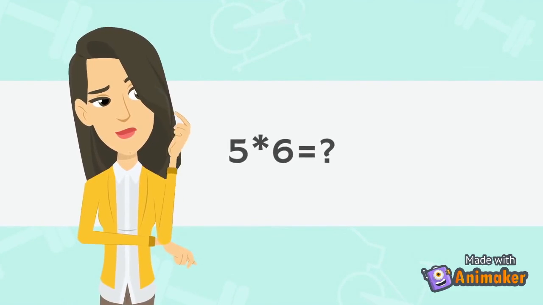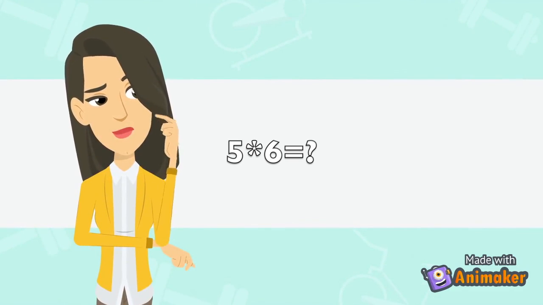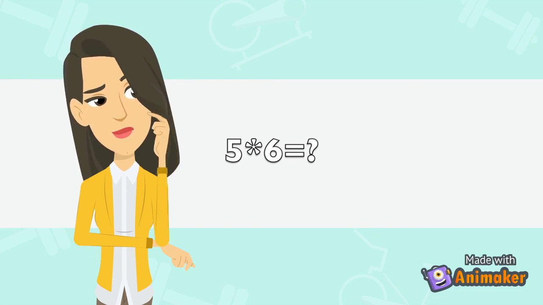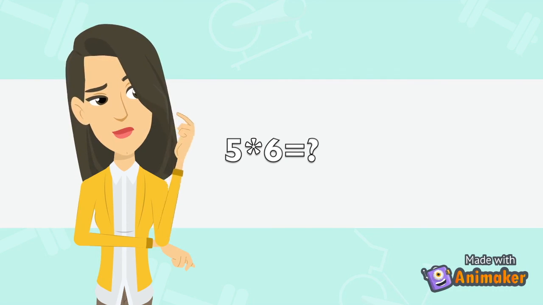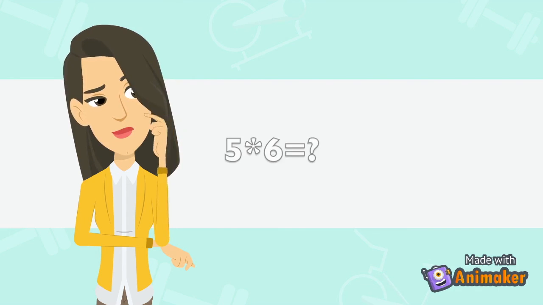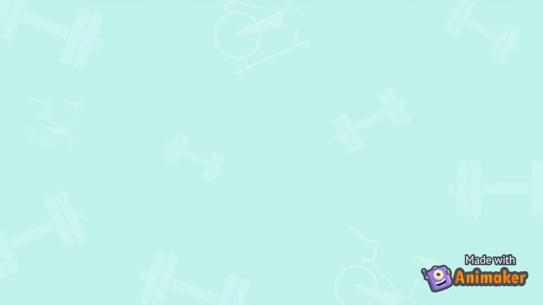Now for 5 times 6. Half the even number. 6 divided by 2 equals 3. Now do 5 times 3 equals 5, 10, 15. So 5 times 3 equals 15. Double that answer. 15 plus 15 equals 30. So guess what? 5 times 6 equals 30.